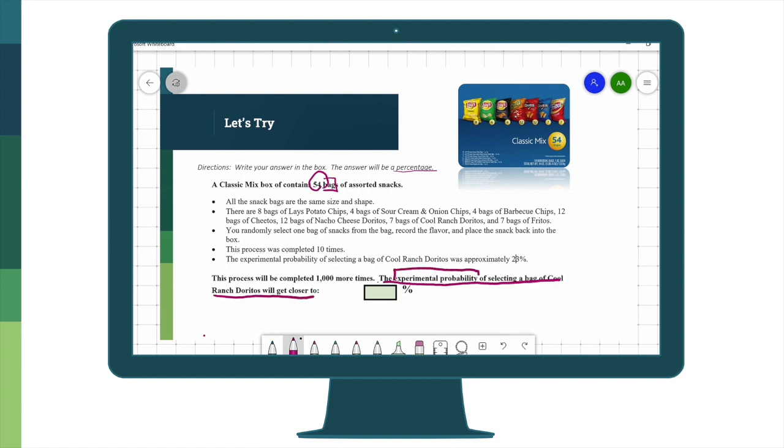Now this sounds to me like we're talking about the law of large numbers because we're talking about completing this experiment 1,000 more times. We're specifically looking at the Cool Ranch Doritos. That's what our focus is. And it says the experimental probability of selecting a bag of Cool Ranch Doritos is currently 23%. That's the experimental probability. So it means that what we need to find now is what is the theoretical probability of selecting the Cool Ranch Doritos.